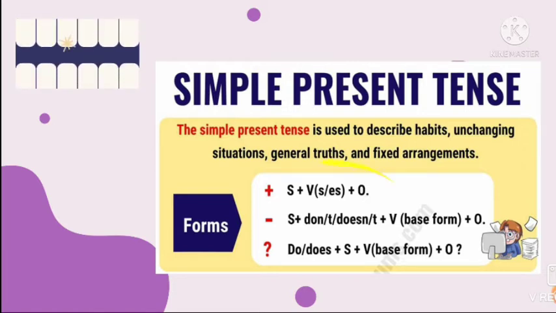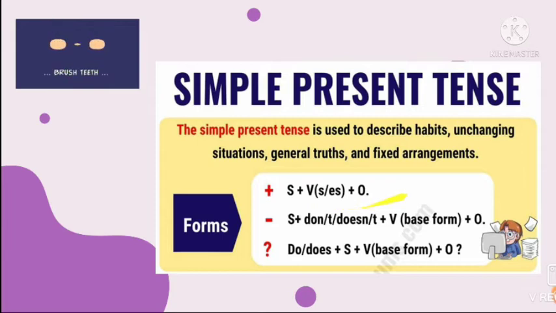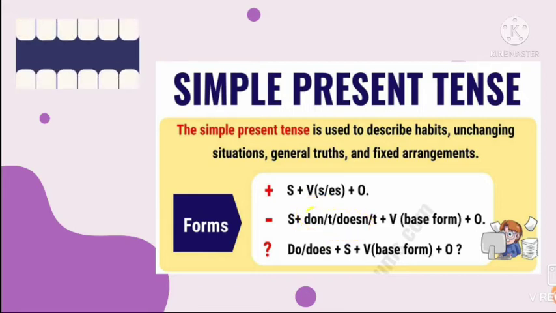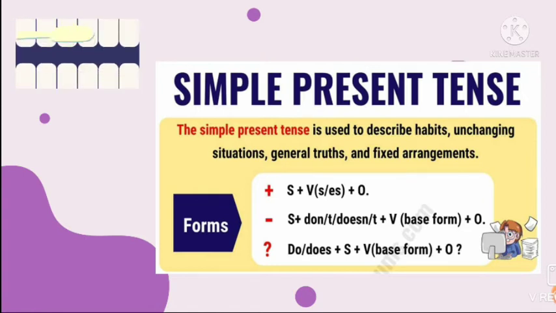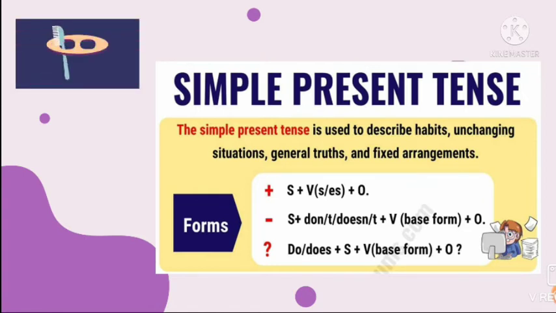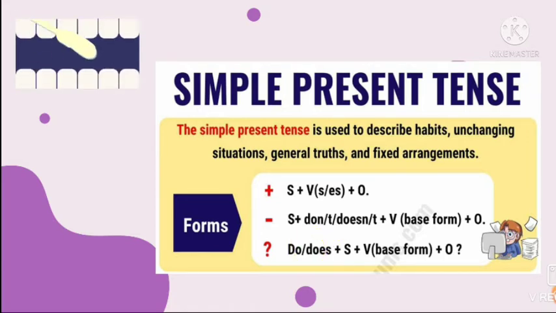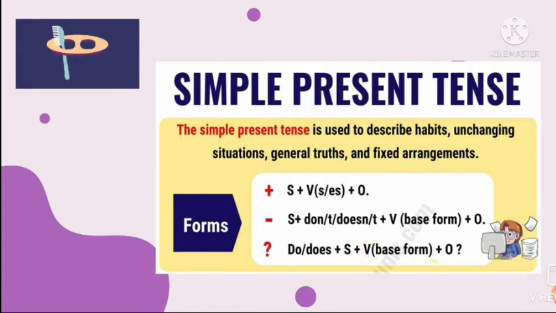The form will be subject plus verb. We add the verb with s or es and then the object. And for the negative, we add the word do not or does not, and also the verb, we use verb 1, the base form, and add the object. And for the interrogative, we use the word do or does in the beginning, and then we add the subject and verb 1 base form, and then add the object and question mark.